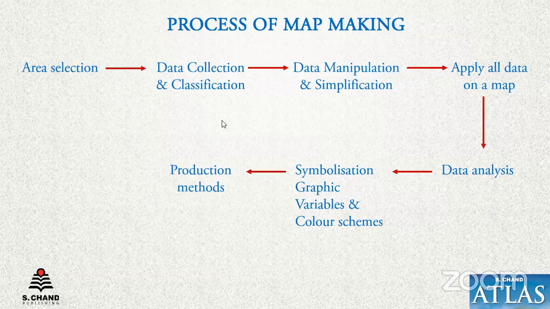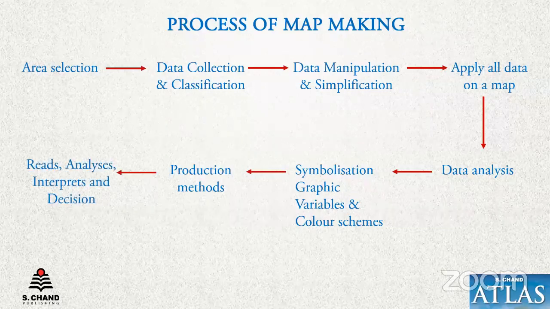Next is the production method. It is layout, designing, and making a book form. These are the production methods. And the last one is the user, we people: how we read, how we analyze, how we interpret, and what type of decisions we make. So this is a very simple flow chart I tried to explain here.